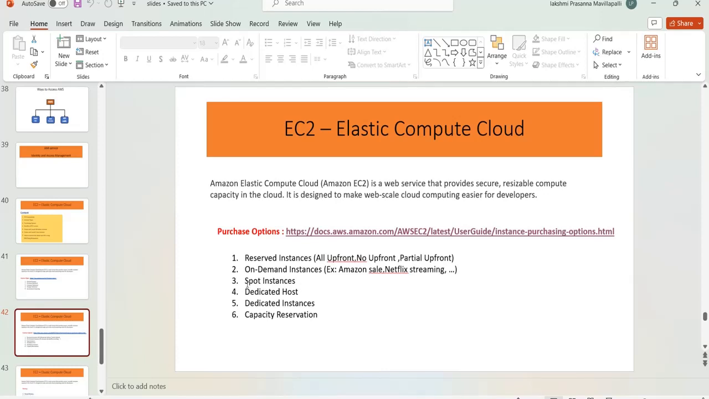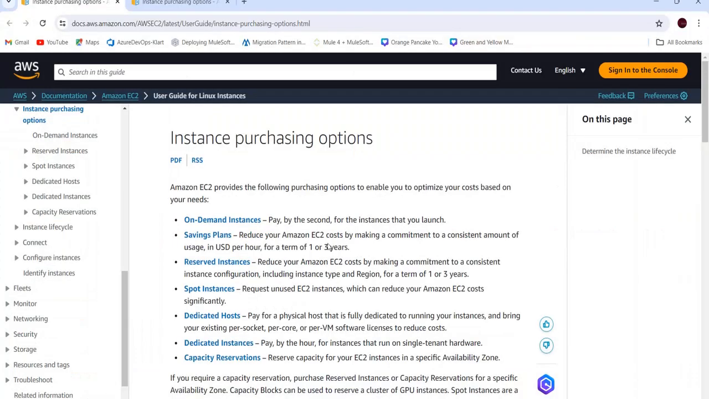Just like that, in AWS they will have some unused EC2 instances. See the spot instance: unused, spare instances will be there. For a few of those instances, they will categorize them and set them aside as spot instances. Okay, they will fix some price, like I will give this spot instance for 1 lakh. Then bidding will start. If someone bids 1.5 lakh, they will give that instance to that person.